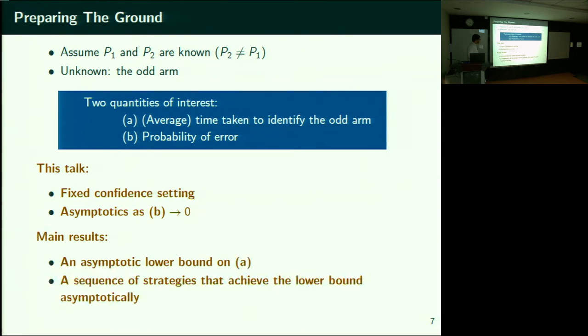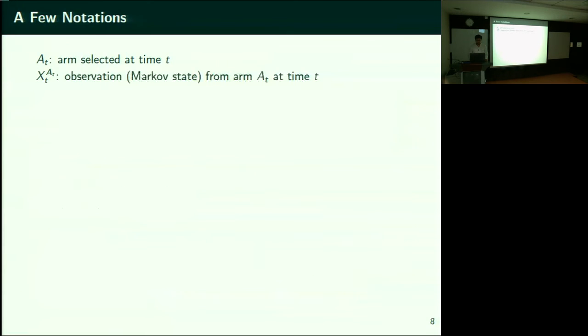Our results are going to be an asymptotic lower bound on this quantity A as a function of the quantity in B. The asymptotics is as probability of error goes to 0. I'm also going to give you a sequence of strategies that match this asymptotic lower bound. So let's dive deep.